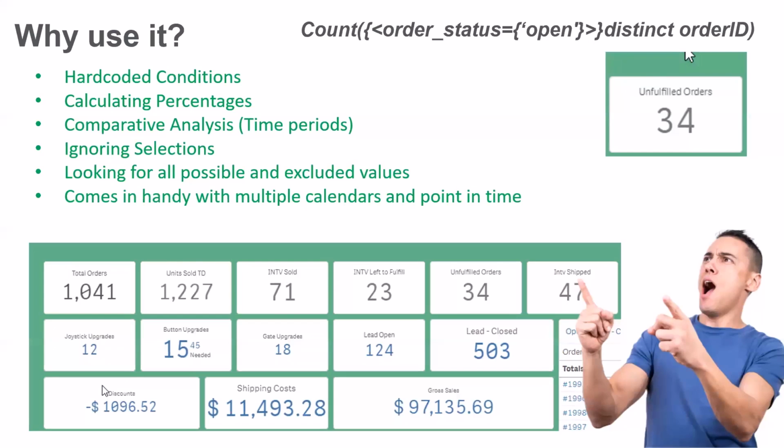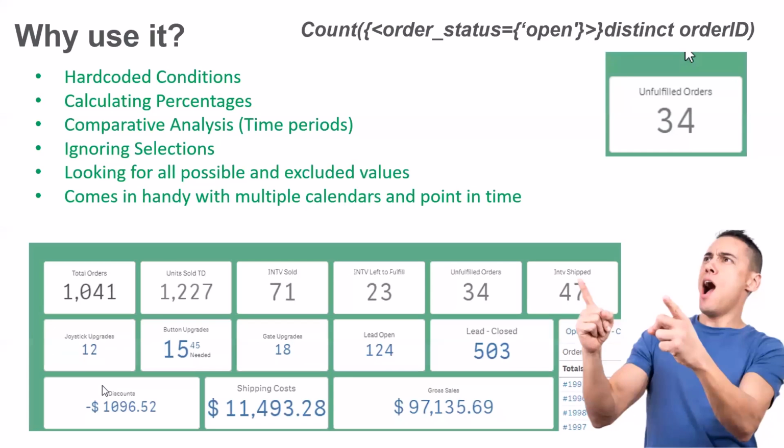It can also be used for comparative analysis, ignoring selections. Like if you're performing analysis and you don't want the values to change, you just want it to stick to the set of data that you defined it to. Looking for associations in data, right? The way our selection process works with green, white, and gray, seeing the excluded, the unexcluded, all possible values. You can do all of that with set analysis.